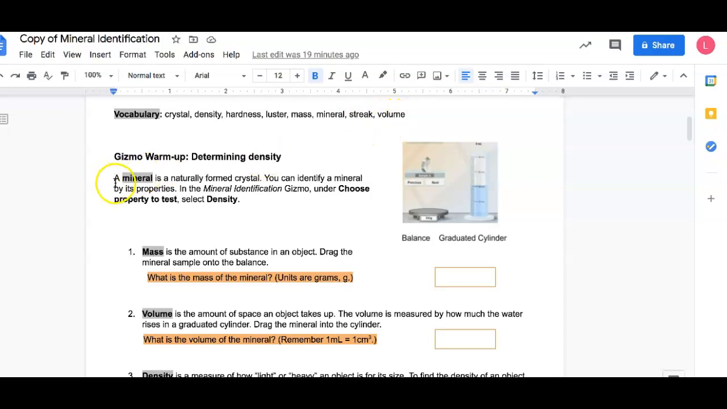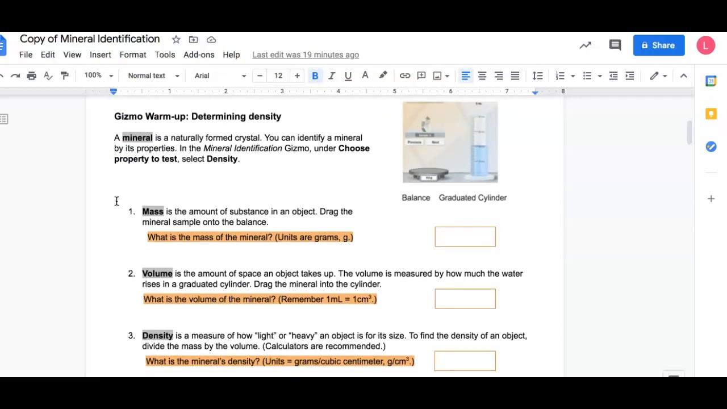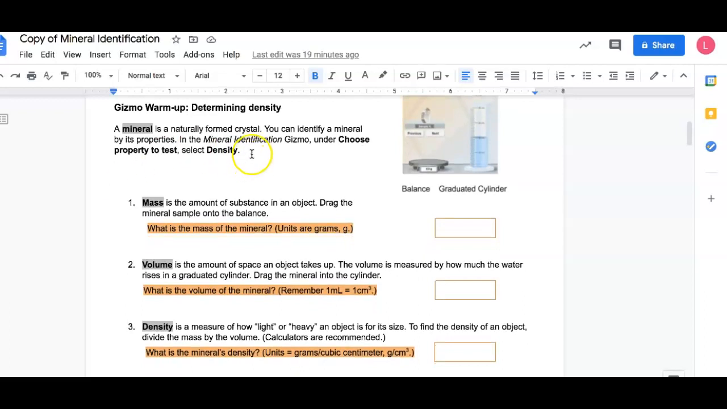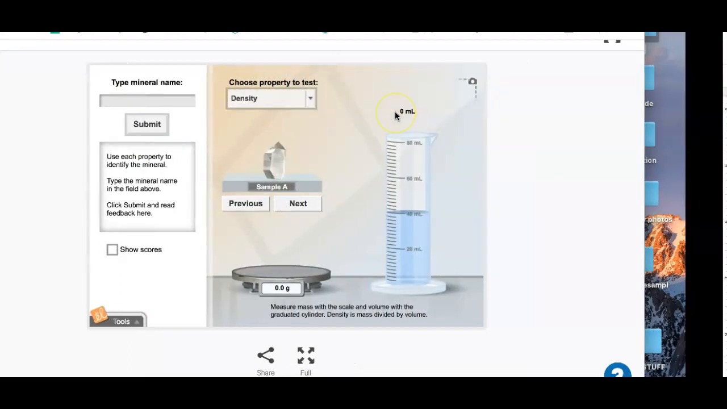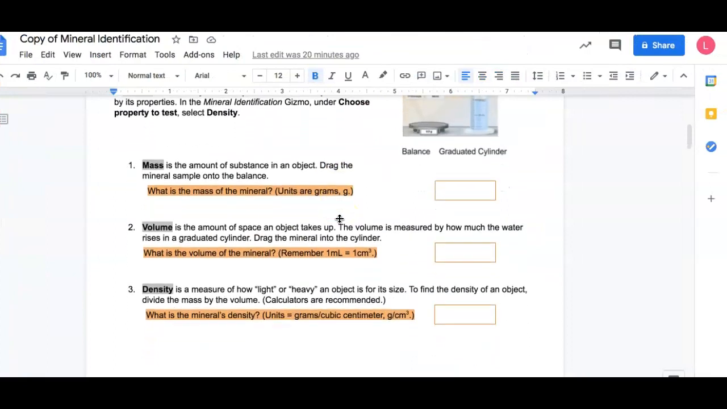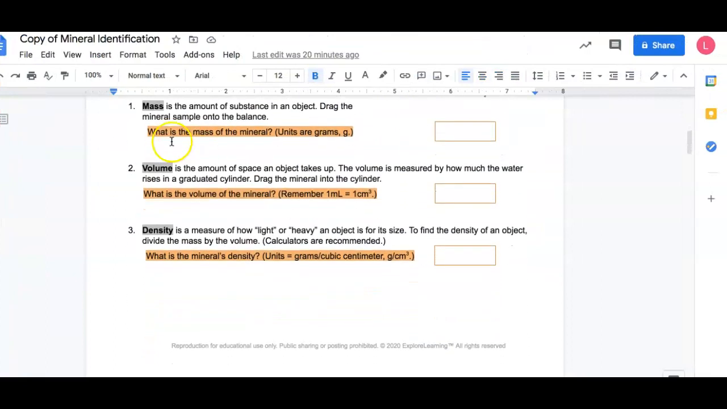So, a mineral is a naturally formed crystal. You can identify a mineral by its properties. In the Mineral Identification Gizmos, under Choose Property to Test, select Density. So I'm going to go over here, and it said Property to Test right here. I'm going to choose not Appearance, but Density. And then it tells me what to do next.